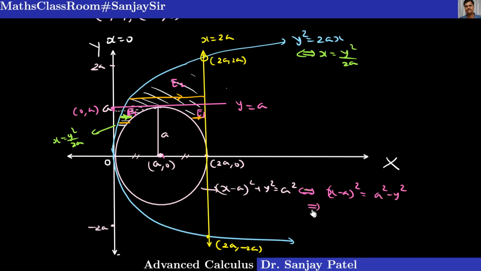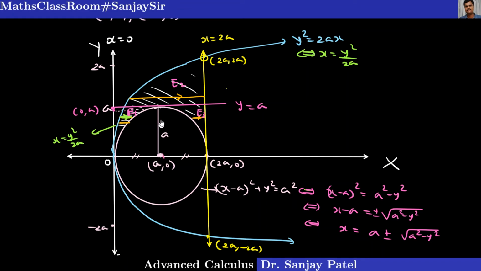I want to write x as a function of y, so I will get x minus a is equal to plus or minus square root of a square minus y square, taking square root on both sides. So we have 2 equations here: x is equal to a plus or minus square root of a square minus y square. So the circle equation, x as a function of y, is given in 2 ways, a plus and a minus square root of a square minus y square. So which equation is to be considered?